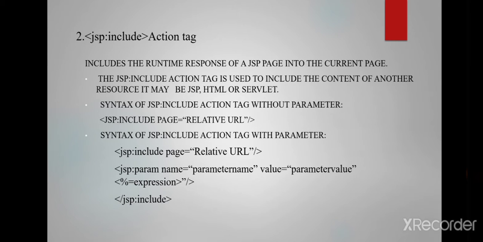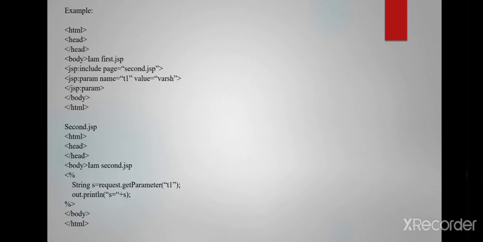Syntax of the JSP include action tag without parameter, that is, JSP include page is equal to relative URL. Next, syntax of the JSP include action tag with parameter, that is, JSP include page is equal to relative URL, JSP parameter name is equal to parameter name, value is equal to parameter value. Here is the example.